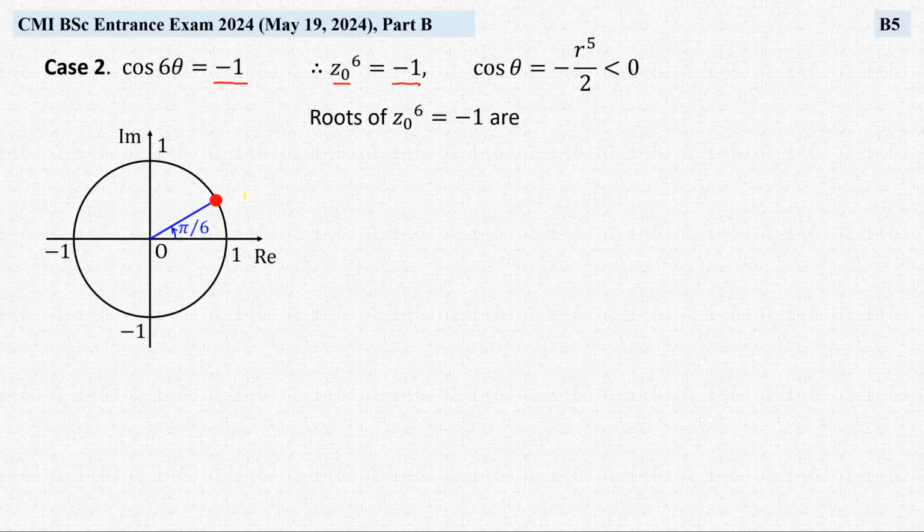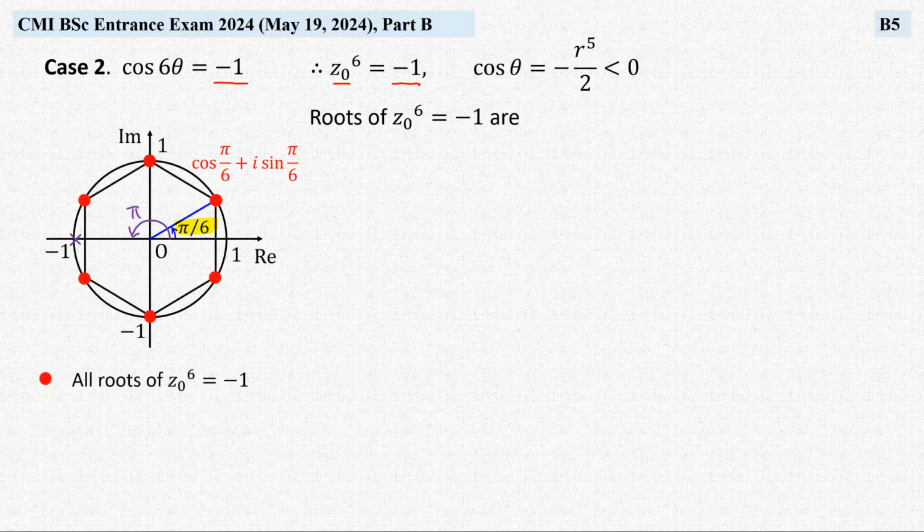First, you can easily notice that one root is where the argument theta is π/6. That is, one root is cosine π/6 plus i sine π/6. If you raise this root to the 6th power, then the argument becomes π, hence the 6th power of this root becomes negative 1.